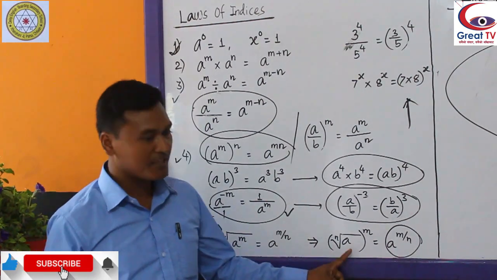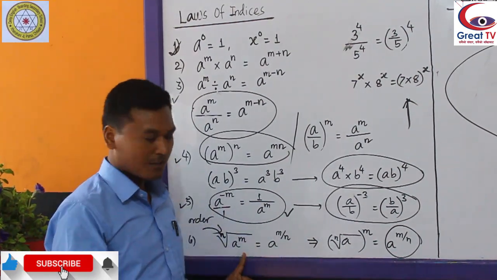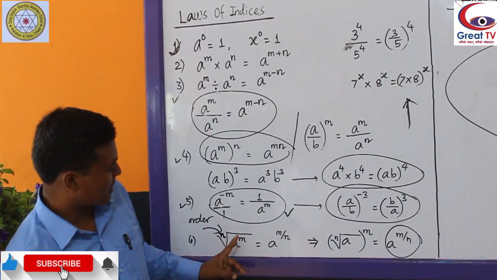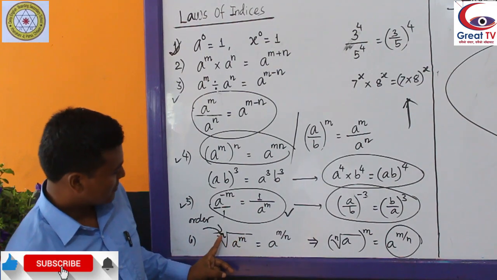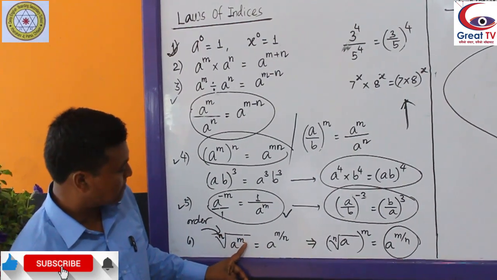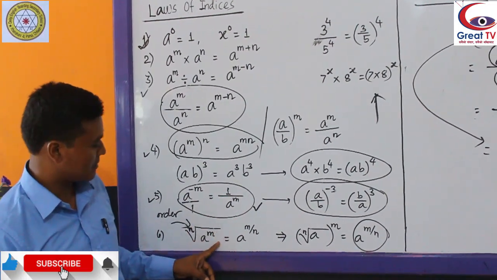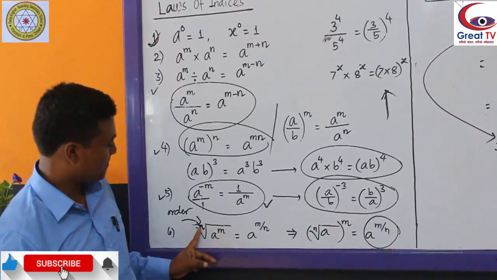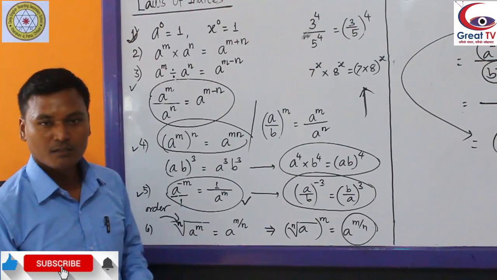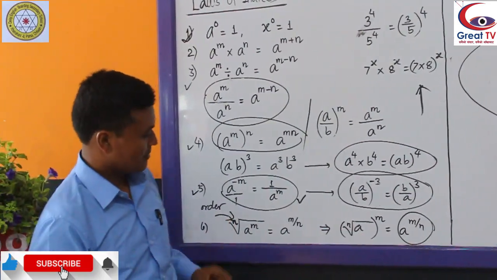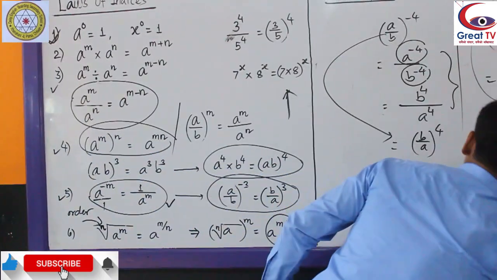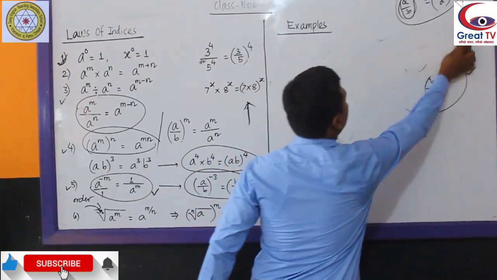Similarly, this can be written this way, these two are the same. But don't forget, a to the power, base and power. Order becomes the denominator of the power. A to the power m by n, then the root can be removed. So, one example of this.